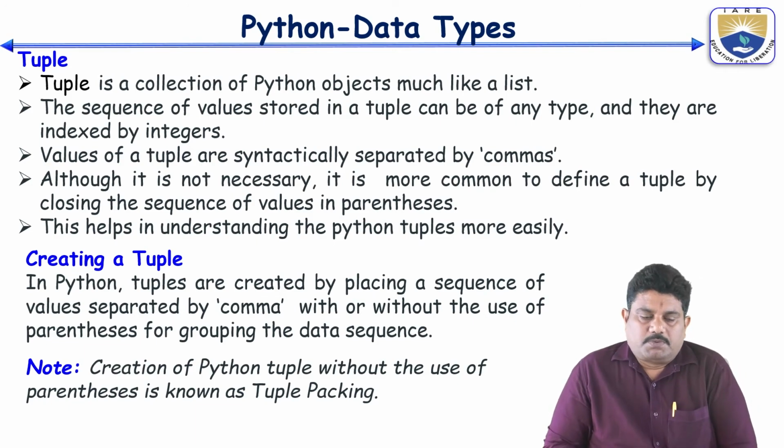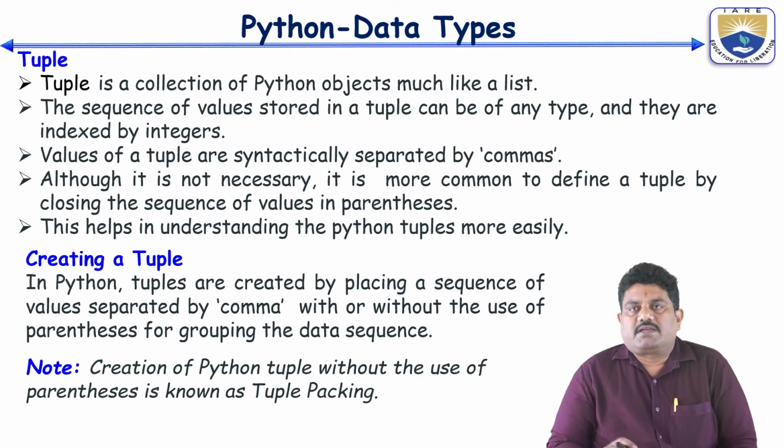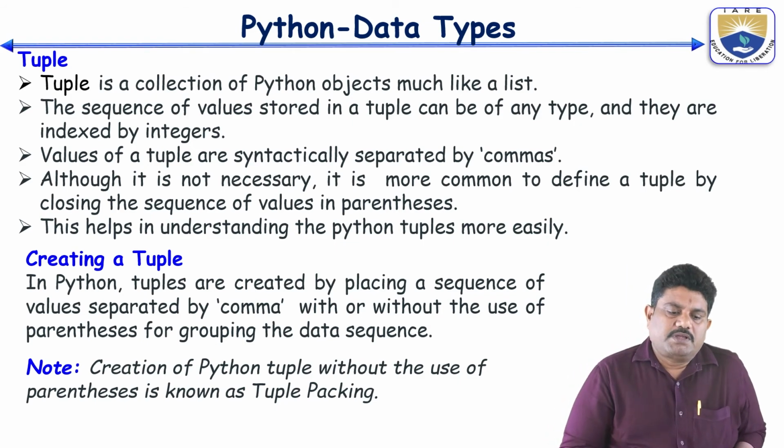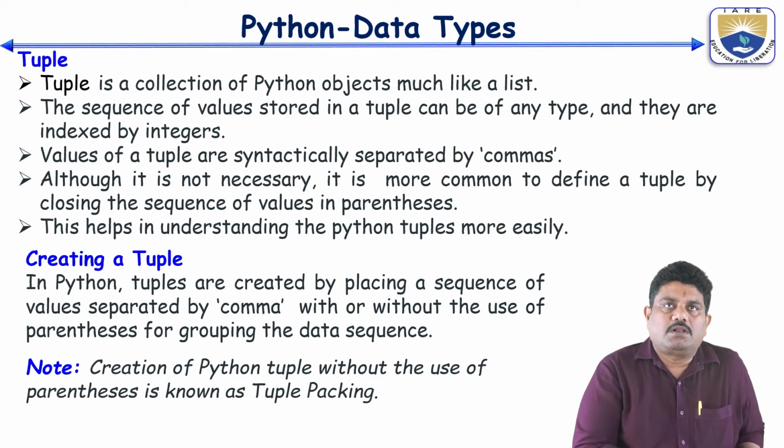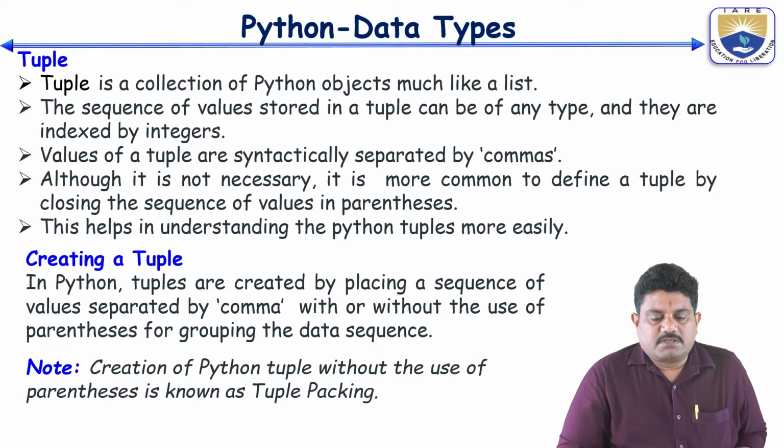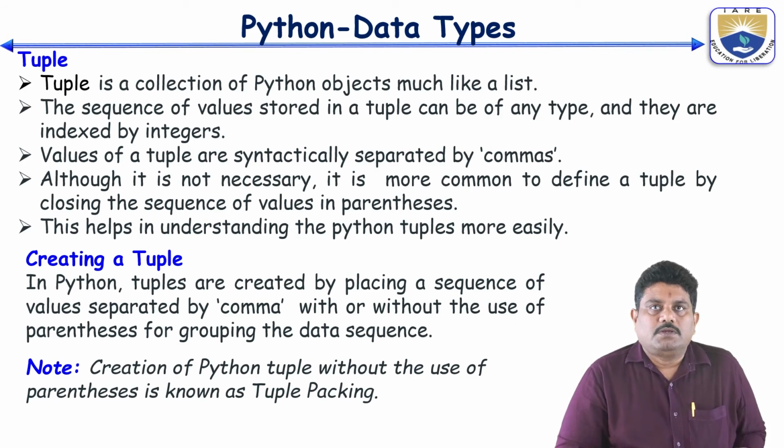Next, the third one is a tuple. A tuple is a collection of Python objects, much like a list. It's also just like a list. Then what is the difference between a tuple and a list? A list is mutable and a tuple is immutable. The sequence of values stored in a tuple can be of any type and they are indexed by integers. All the characteristics are similar to lists, except for one thing: the values in tuples you cannot change, while the values in lists you can change. That is the major difference between them.